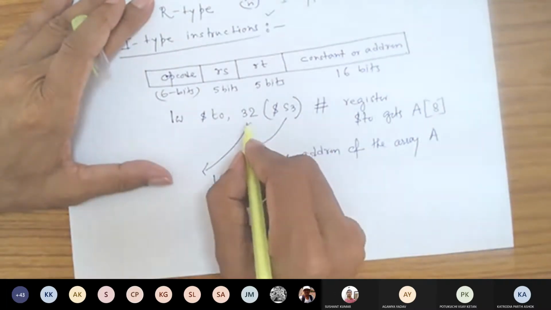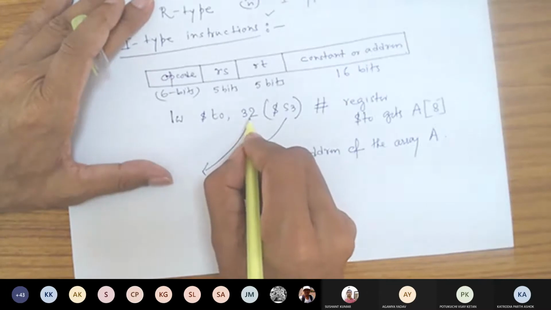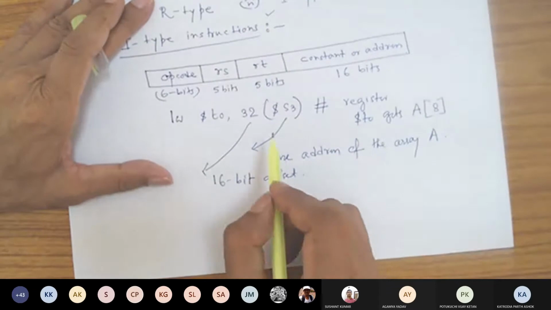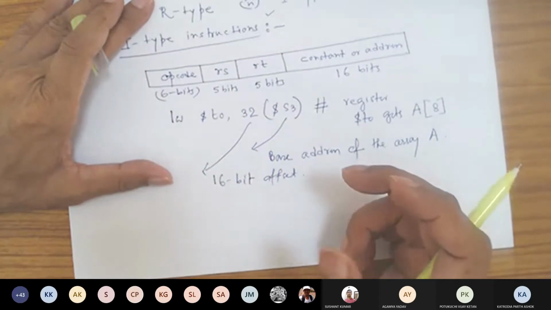So remember, these are bytes. That is 32 bytes from the current location. So you know that an integer takes 4 bytes to store.